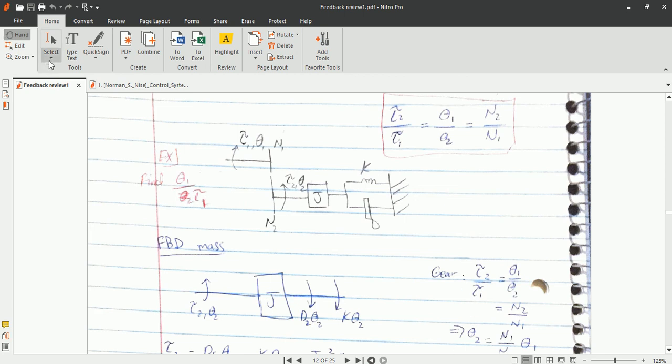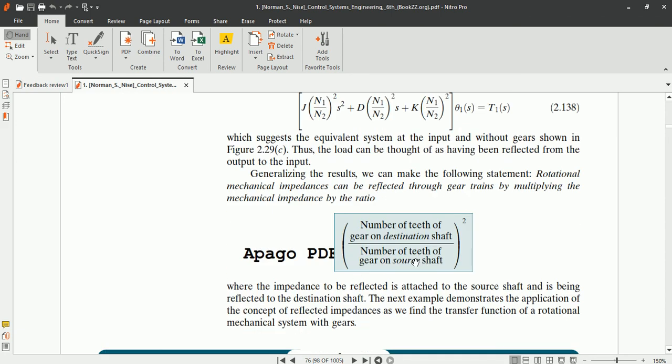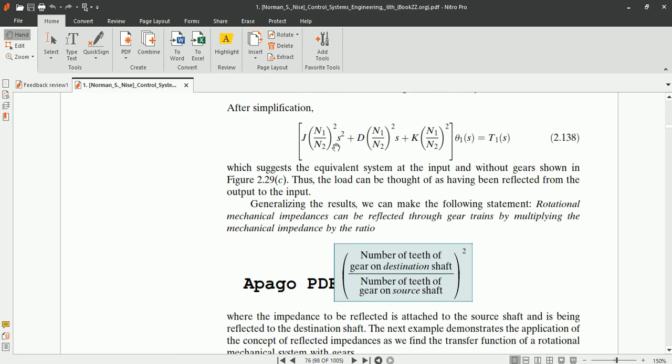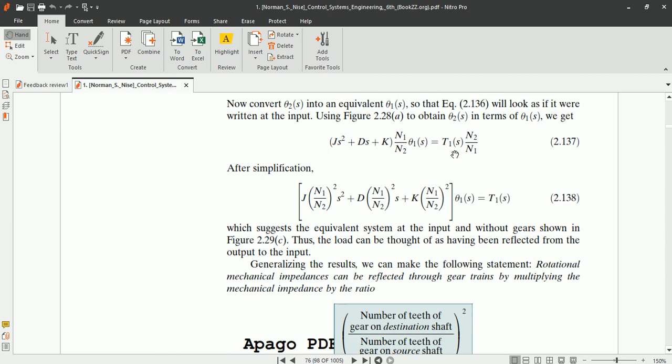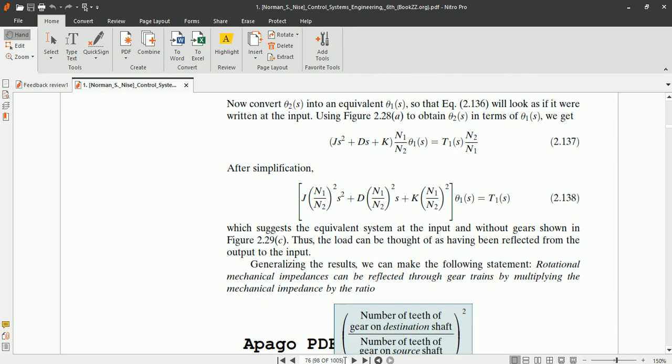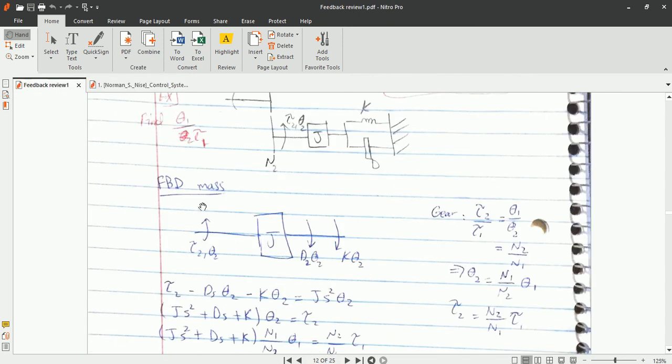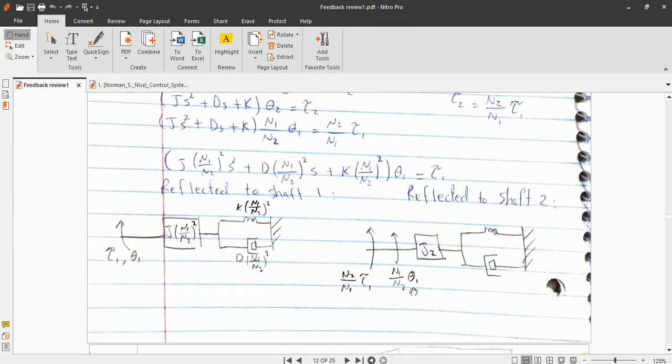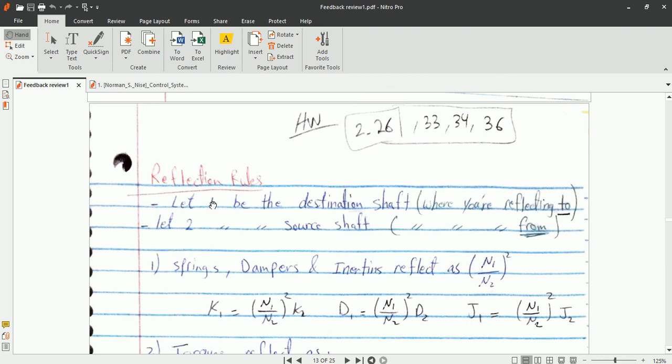Okay, I show you from the formula here. Here is the formula: number of teeth of the gear on the destination shaft over number of teeth of the gear on the source shaft, and then it's squared. Square for the j, d and k. But for the torque and theta, we just need to multiply with the gear ratio, just n1 over n2 or n2 over n1. Okay. So we completed this thing. Now we are moving further.